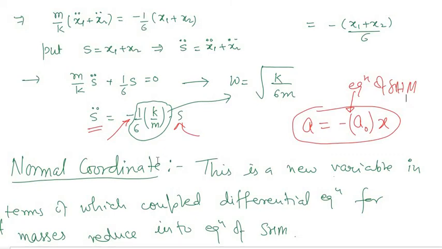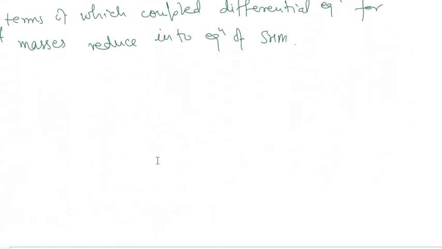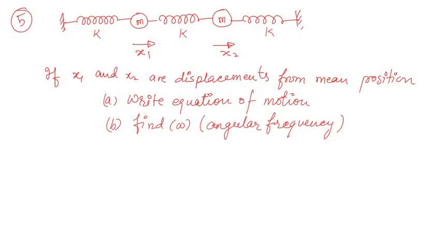Based on this normal coordinate problem, let us have one more problem that was asked in an examination. So this was the problem that was asked in the examination. This is a coupled problem where two masses of mass m and m are coupled by three springs having the spring constant k. And if x1 and x2 are the displacements from the mean position, first write the equation of motion, and second find the frequency of oscillation. See, the solution is given. I'm solving this equation. This end is fixed and this end is fixed.